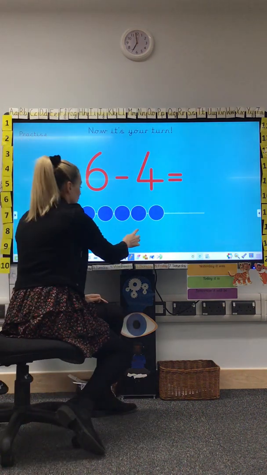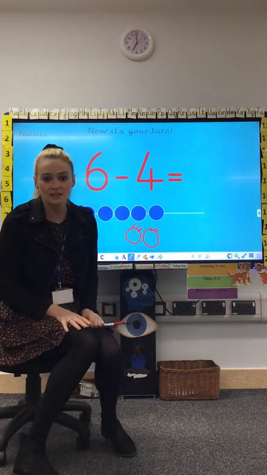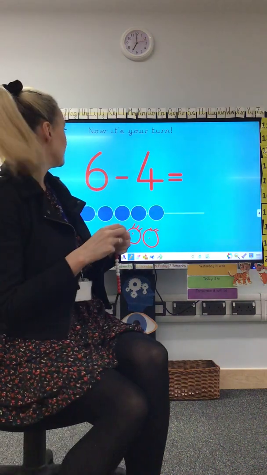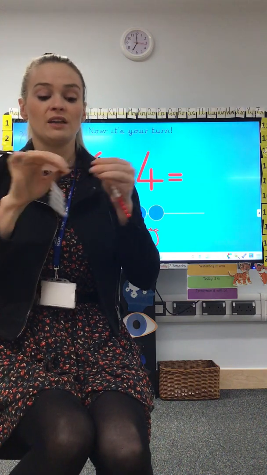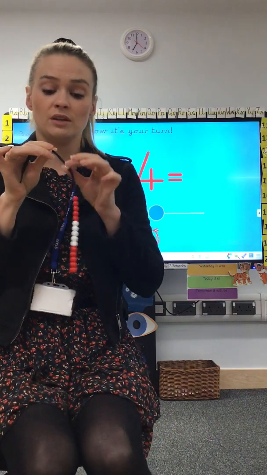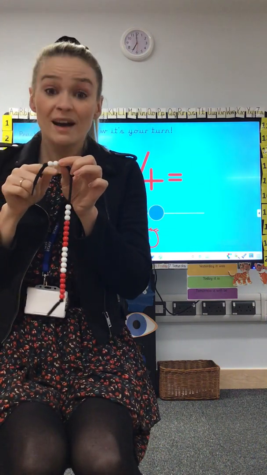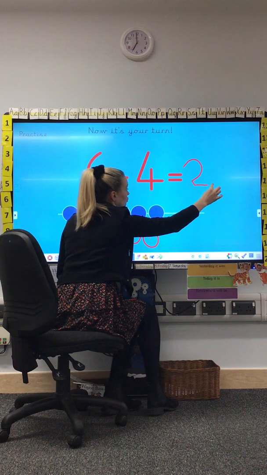Well done. I used my eyes to check our sign. It was a subtract sign, so I knew I must take away. I knew my number will get smaller. 6. 1, 2, 3, 4, 5, 6. Subtract 4. 1, 2, 3, 4. I know subtract means take away, and I know my number is going to get smaller, and it has gotten smaller. 1, 2. Only 2 beads left. So that is our answer. Did you check?